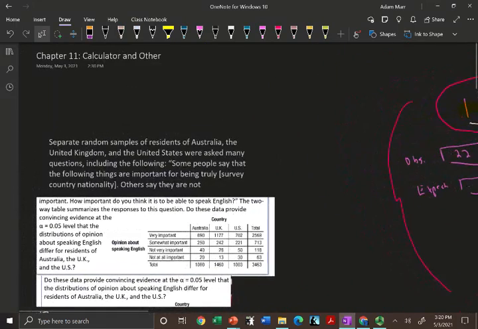Separate random samples of residents of Australia, United Kingdom, and United States were asked many questions, including the following. Some people say that the following things are important for being truly a member of the country nationally. Others say they are not important. How important do you think it is to be able to speak English? The two-way table summarizes the responses to this question. Do these data provide convincing evidence at the alpha equals 0.05 level that the distribution of opinion about speaking English differs for residents of Australia, UK, and US?